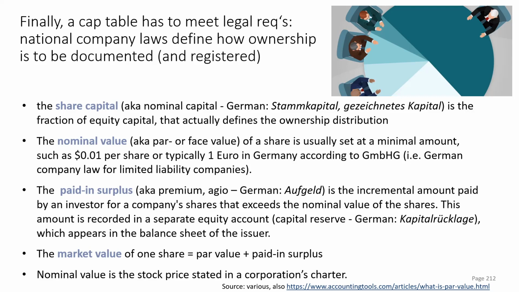Now, the difference between the nominal value and the market value is shown in the paid-in surplus. This is the amount of money that investors actually invest in the company in excess of the nominal value of the shares. A cap table typically differentiates between these two items: the legal basis, which is measured in the nominal value, and the economic or commercial basis, which is shown in the paid-in surplus.